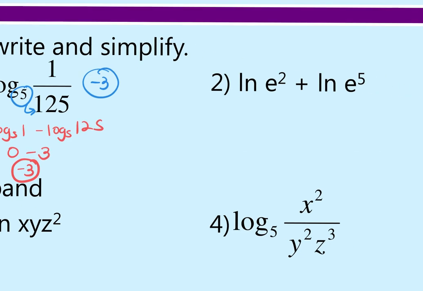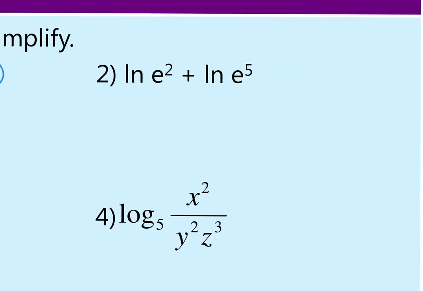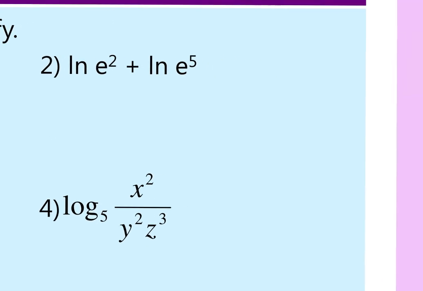Number 2 is your ln of e squared plus ln of e to the 5th. So one way to do this is condense it. When you condense and it's addition, it becomes multiplication. And then when we multiply two exponential functions that have the same base, we add their exponents. So this would be ln of e to the 7th. And then ln of e cancels out. And what's left is your exponent, which would have been 7.